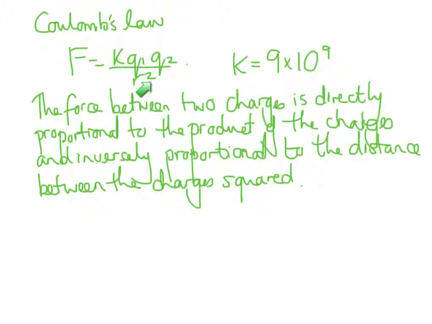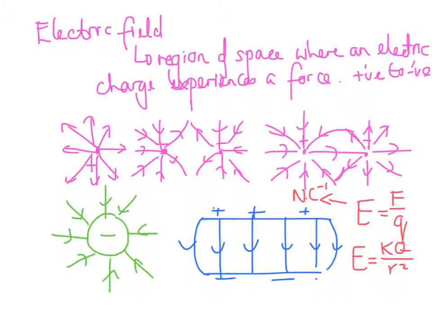The same thing is true with Coulomb's law, where two charged objects will exert a force on each other that is directly proportional to the product of the charges and inversely proportional to the square of the distance between the charges. And in this case, k is 9 times 10 to the power of 9 with some very ugly unit after that.